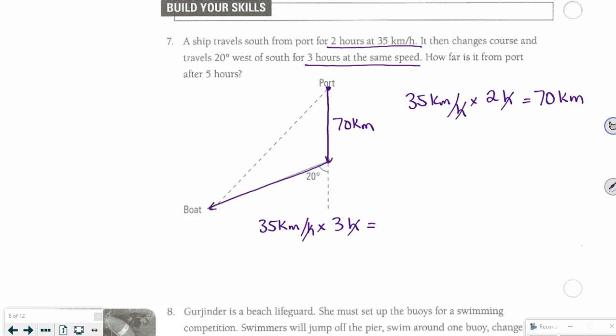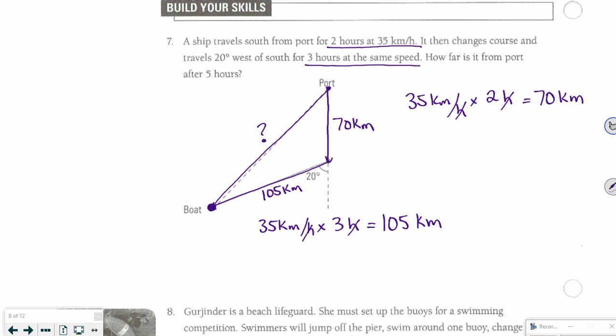35 times 3 is 105 kilometers. So this side length is 105 kilometers. At the end of that 5 hours, so our 2 hours of our first chunk, our 3 hours of our second, we're sitting right here. And it wants to know how far we are away from the port. So the straight line distance from the port makes the third side of our triangle. We want to know this over here.